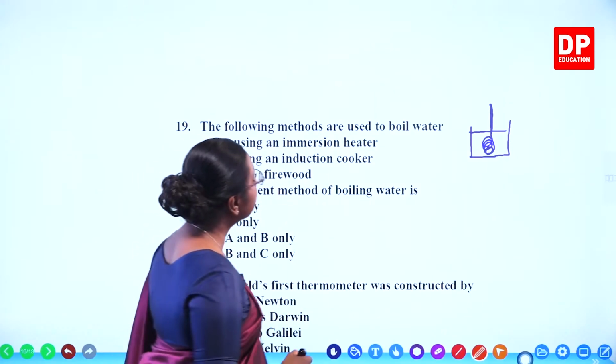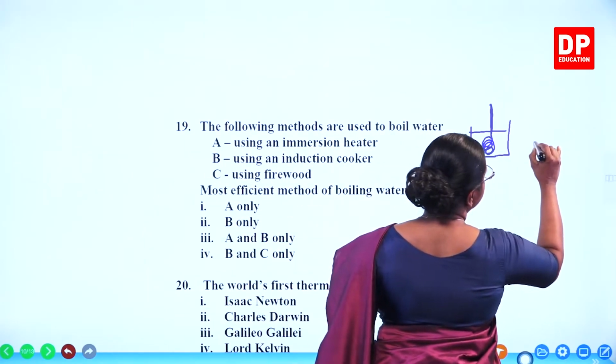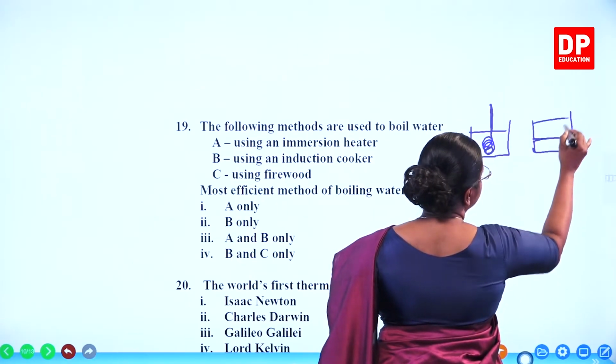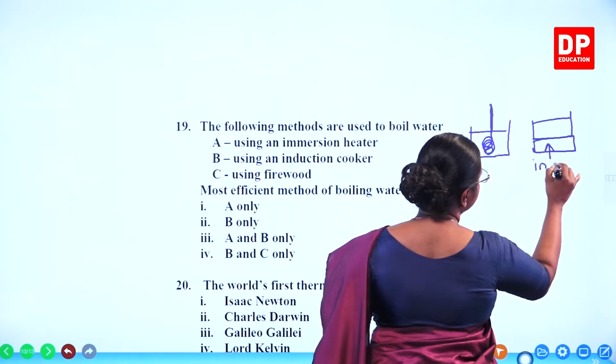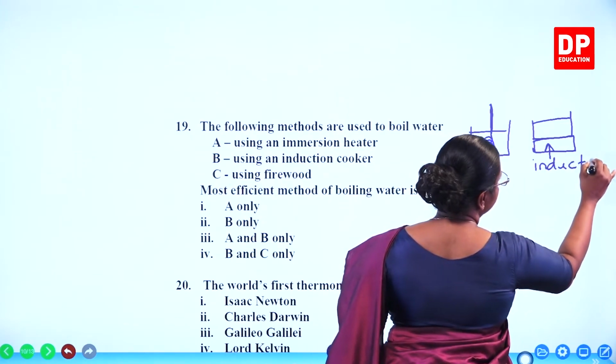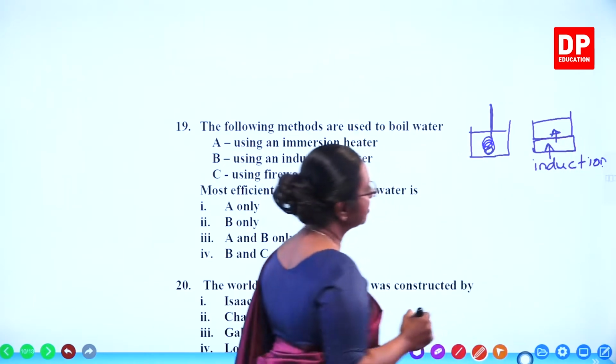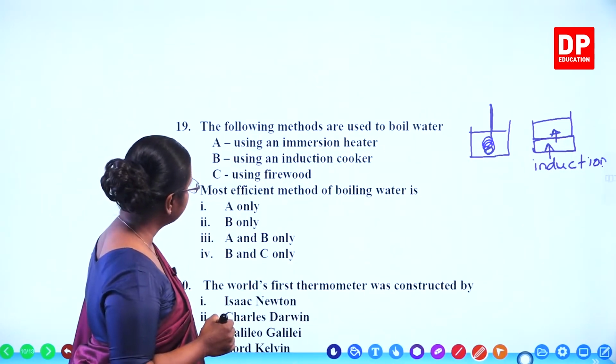Then B is an induction cooker. In an induction cooker, there is an area like this. This is the induction part. Heat is generated by induction and directly heat is transferred to the vessel containing water.